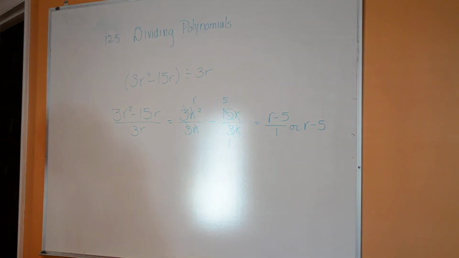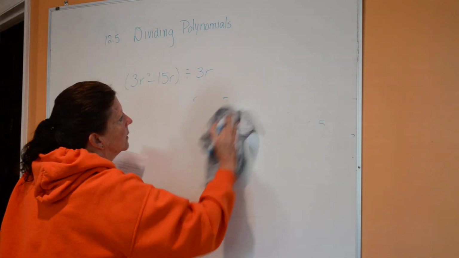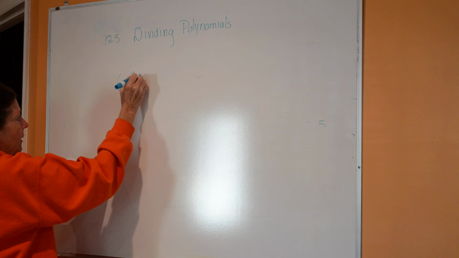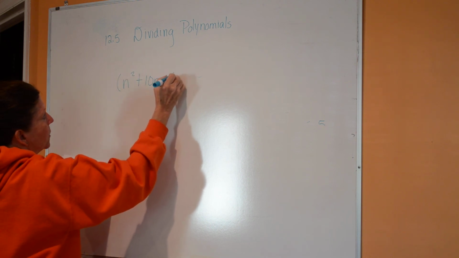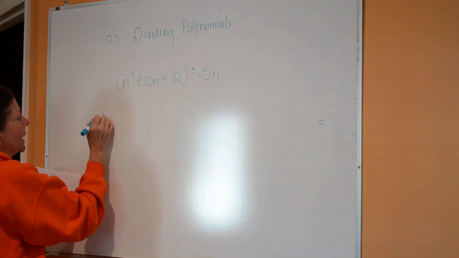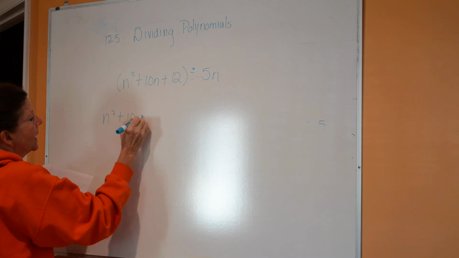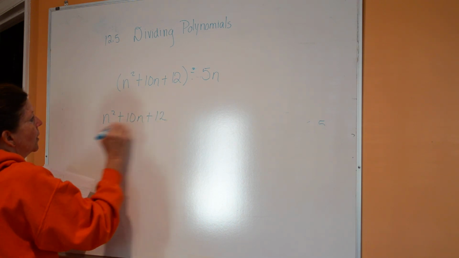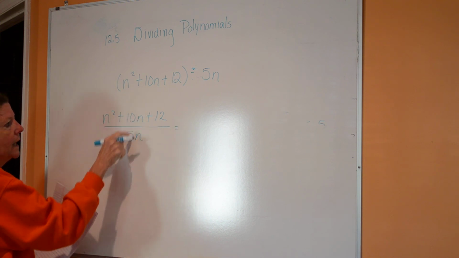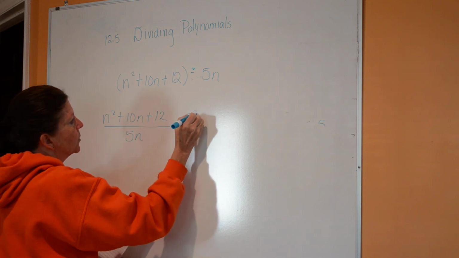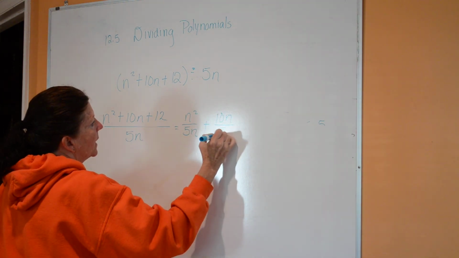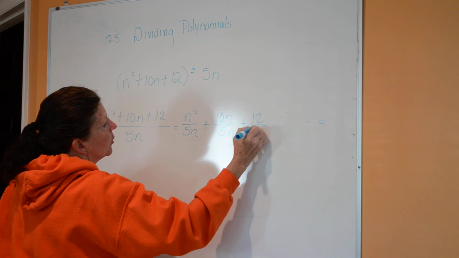All right, let's do another one. This time I have a trinomial. N squared plus 10n plus 12 divided by 5n. So I can write it up and down, n squared plus 10n plus 12 over 5n. This denominator goes with each one of those terms. So I have n squared over 5n plus 10n over 5n plus 12 over 5n.